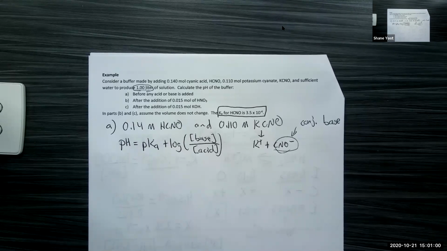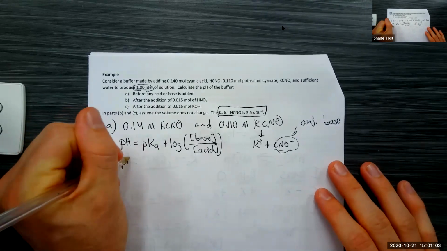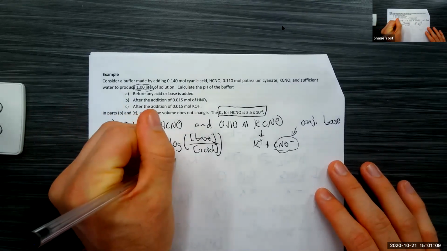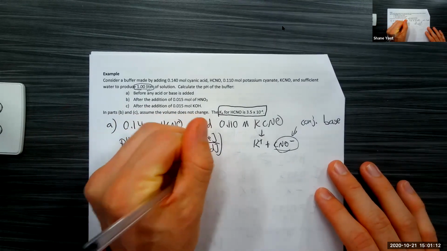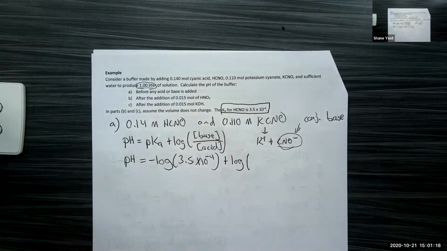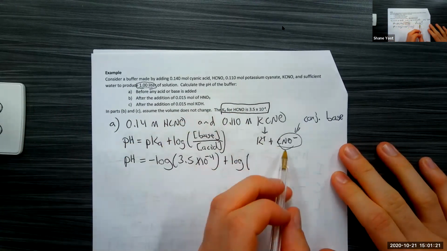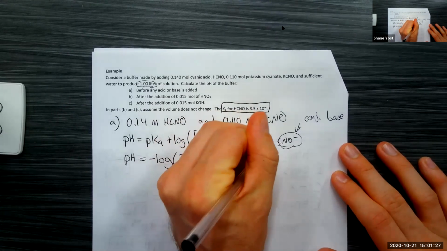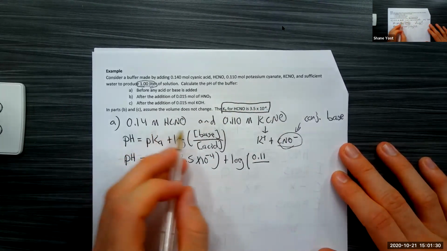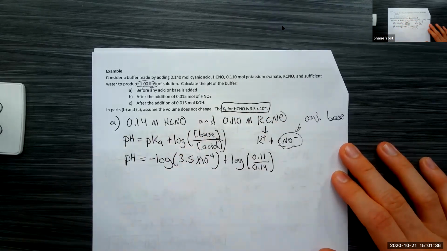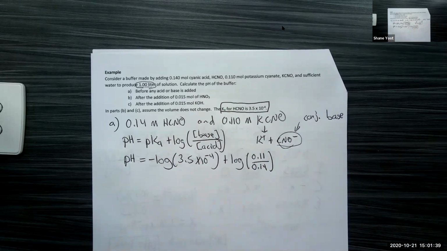All we have to do to get the pH is plug in. The pKa is the negative log of the Ka, which is 3.5 times 10 to the minus 4, plus the log of the concentration of the base. The base here is CNO−, our conjugate base, with a concentration of 0.11 molar. The concentration of our weak acid, HCNO, is 0.14 molar. We plug all that in to get the final answer.